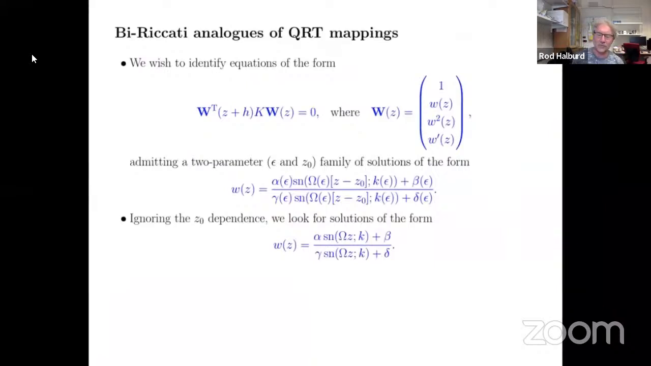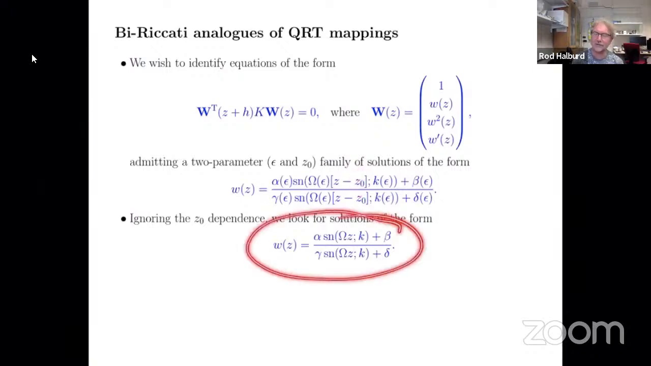You can also play the same game with the Bi-Riccati equation. So again, remember the Bi-Riccati equations are of this form, where k is an arbitrary matrix. And the idea that we're looking for here is we want a two-parameter family of solutions. One, of course, because it's autonomous, I can always shift the z. So what we would like is to take some Möbius transformation where now we can vary everything with respect to another parameter. Okay, so in other words, if we ignore the shift in the z, we're looking for a one-parameter family of solutions like this, where I'm not shifting z.